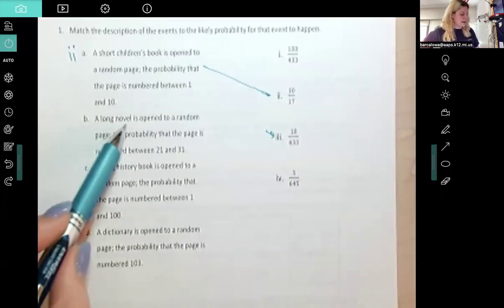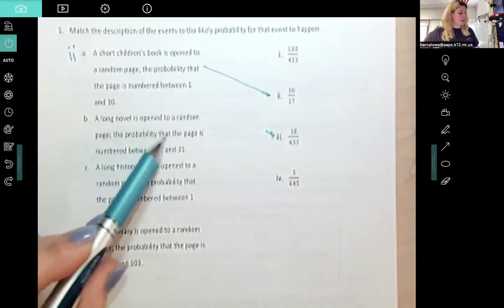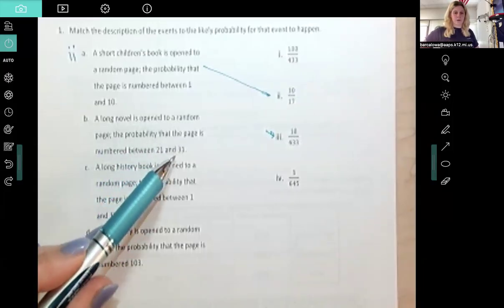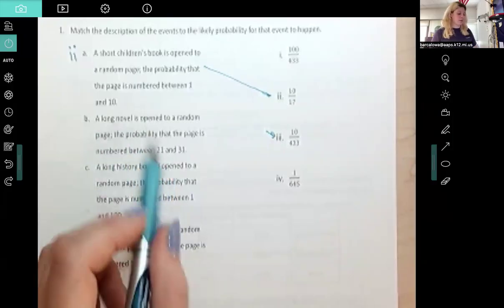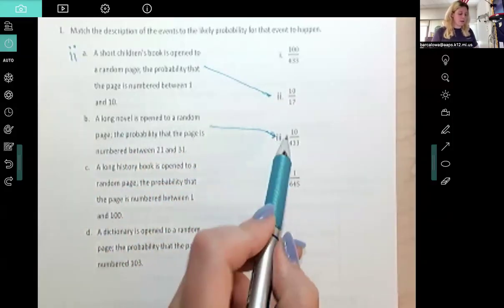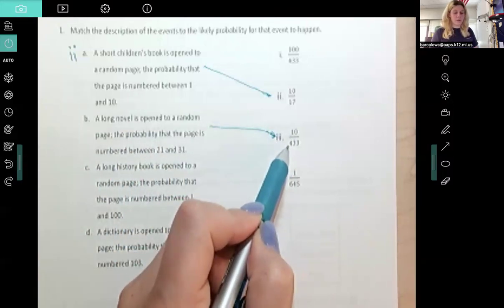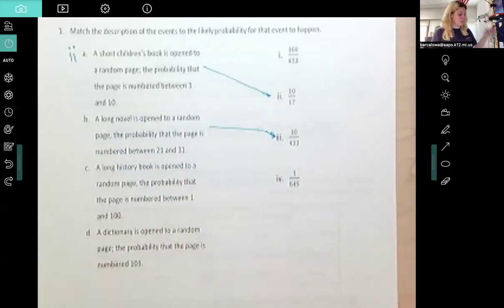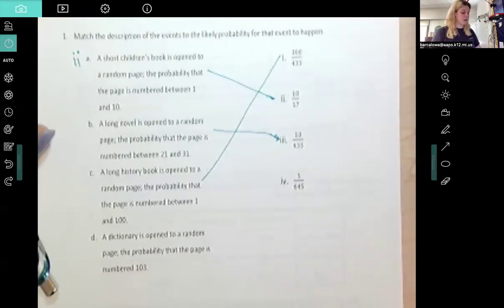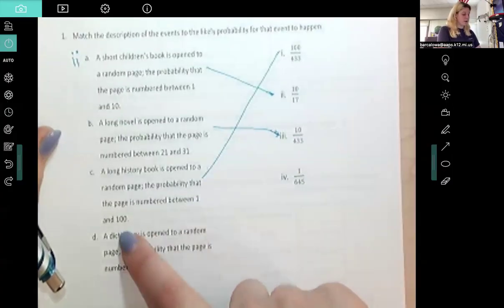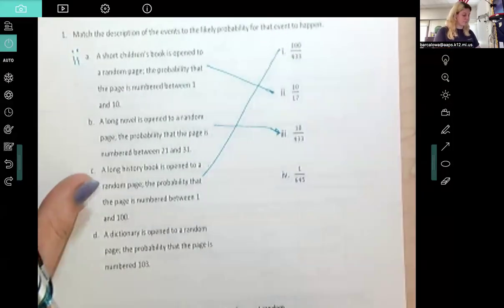A long novel is open to a random page. The probability that the page is numbered between 21 and 31. Again, we've got a 10-page range, but it's a longer novel. I think that goes here. The probability is I select one out of these 10 pages out of 433, the length of the novel. A long history book is open to a random page. The probability the page is numbered between 1 and 100. That one. There are 100 events in the sample space here, 1 to 100, and there's my long history book.